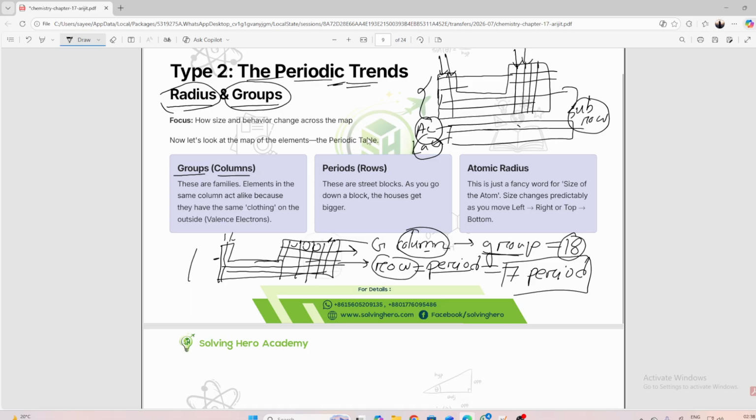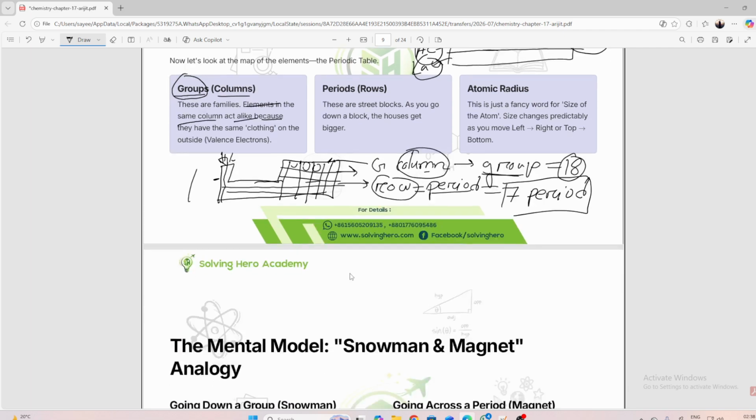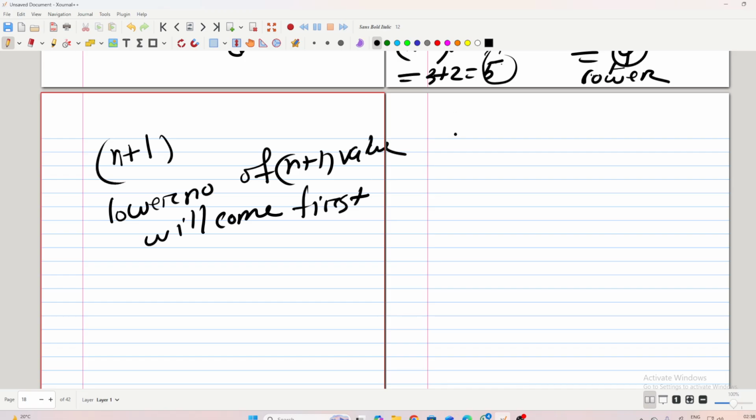Am I clear? So this is all about the periodic table. So what are groups? What are periods? Now you are clear. Elements in the same column act alike. That means the group elements behave almost the same. For example, let me take a page.